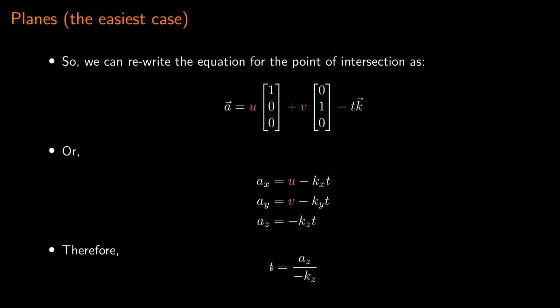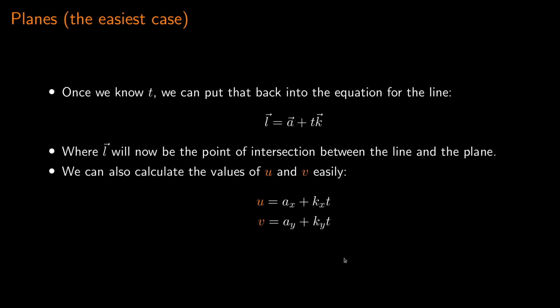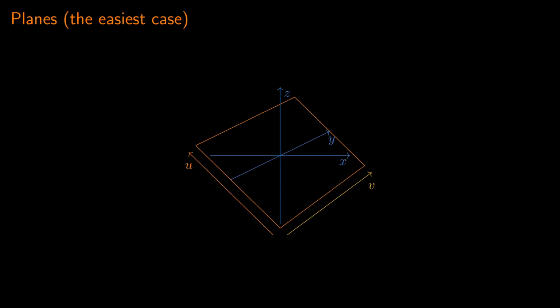And then to find the point of intersection, we substitute the value of t back into those equations, which is pretty straightforward. But what it also means, as well as calculating the value of t, is we can actually extract values of u and v directly simply by rearranging those equations. So we get that u is equal to ax plus kx t, and v is equal to ay plus ky t, and that's it. That's u and v. And u and v therefore represent our point of intersection as a point in a two-dimensional space on the surface of our plane.